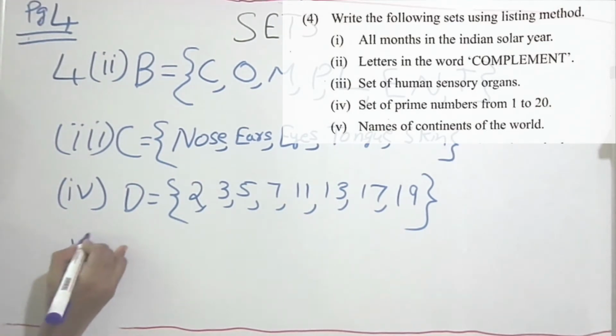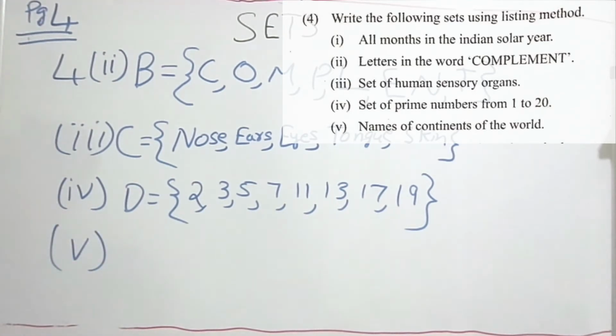Fifth, name of the continents of the world. Give a letter of the name for the set E. Open the brace bracket. Which are the continents of the world? You have studied all the continents in your geography. We are situated in the Asia continent. So which are the continents?